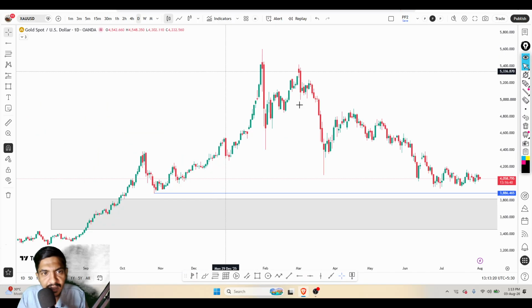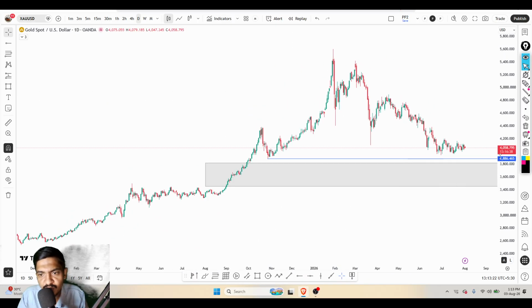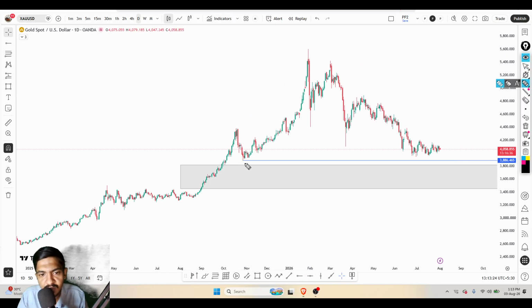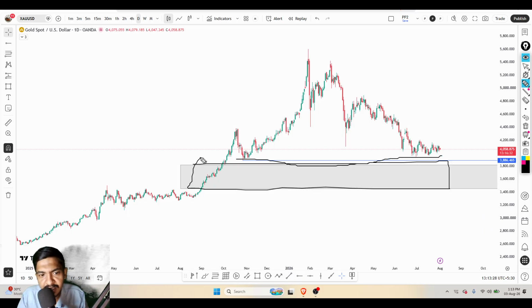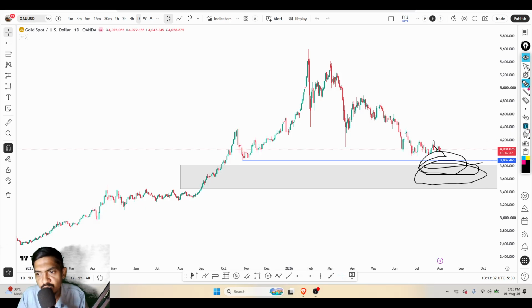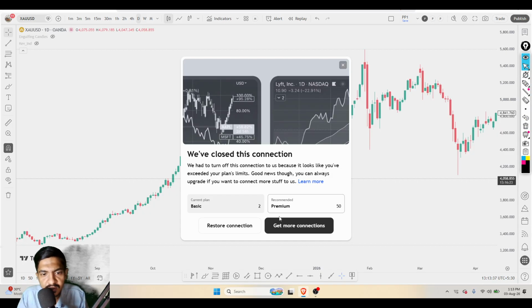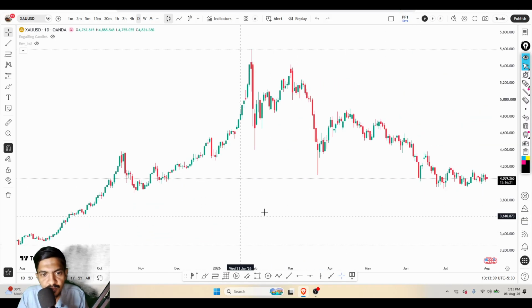So liquidity marking is very important. Make sure you mark this big liquidity pool. This is a massive liquidity pool, and we have the monthly time frame FVG as well. So we have two confluences over here. All right, traders, so now let's mark our supply and demand.